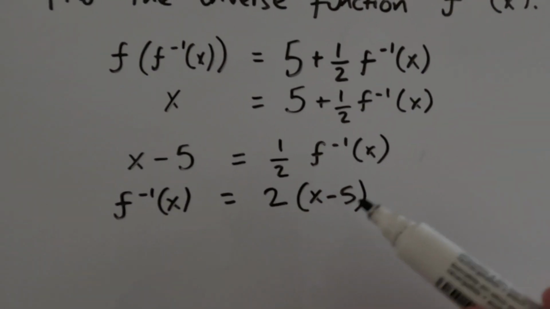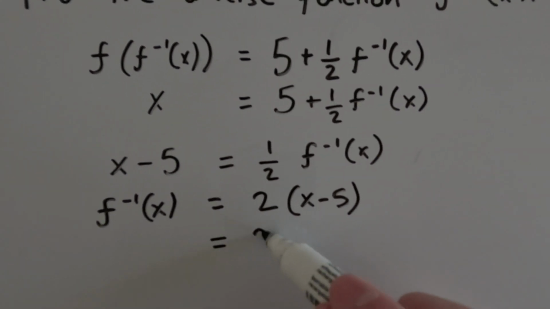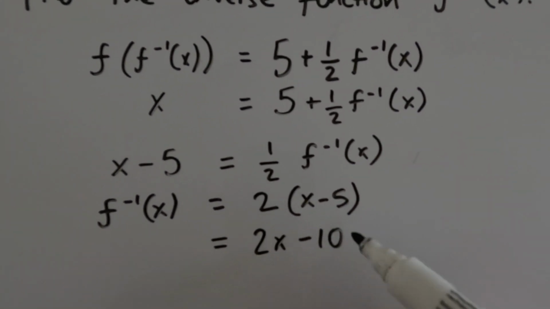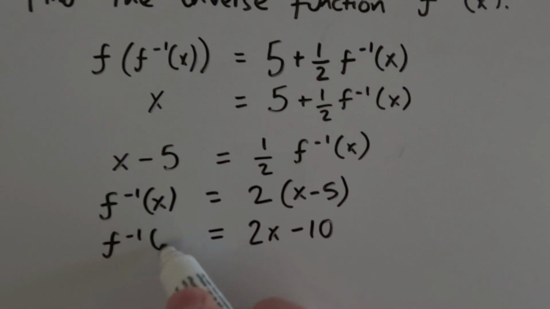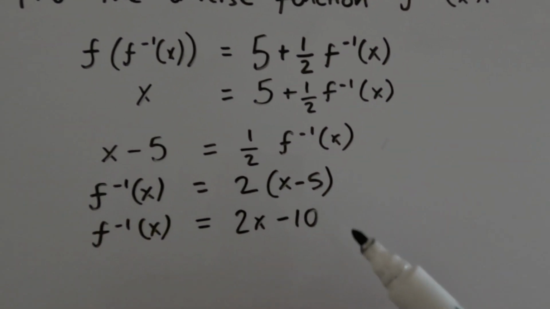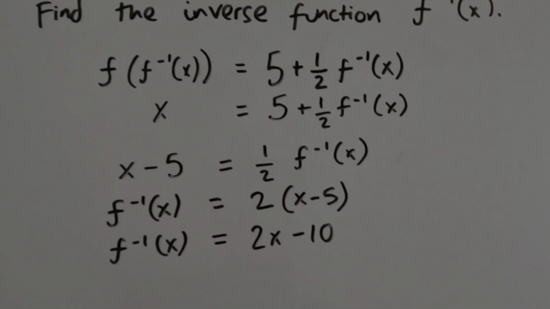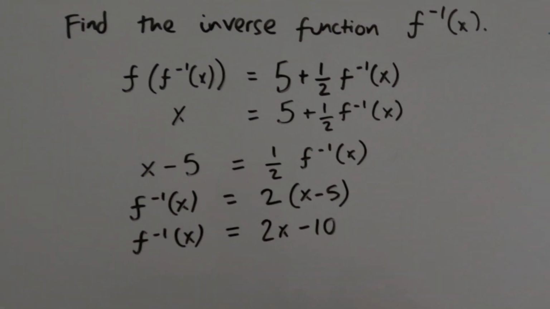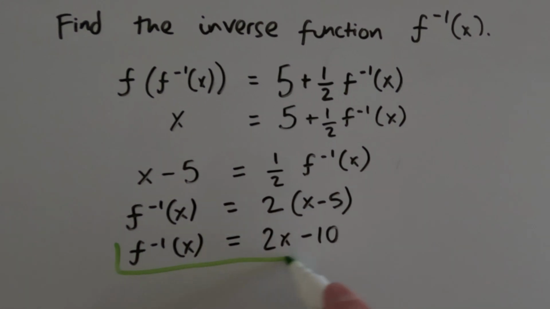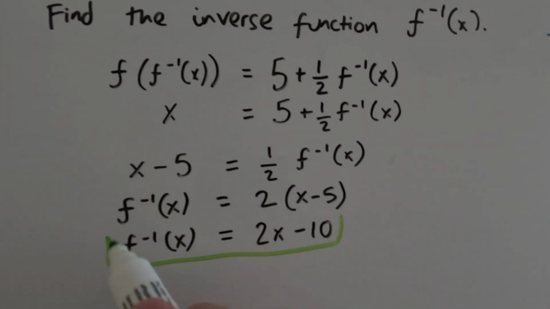So you could leave it like that, or you can multiply it out and just say 2x minus 10. It's entirely up to you, or you can leave it as 2 times x minus 5. So that's the answer, right? I'm going to put a little box around that. So that's the answer.